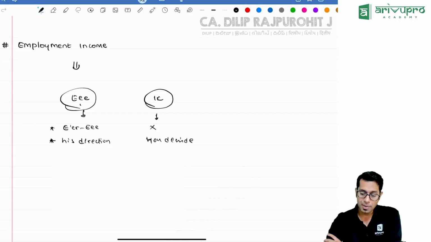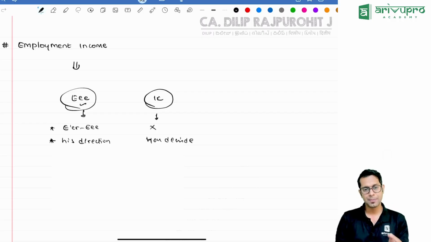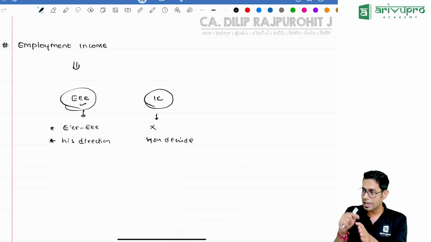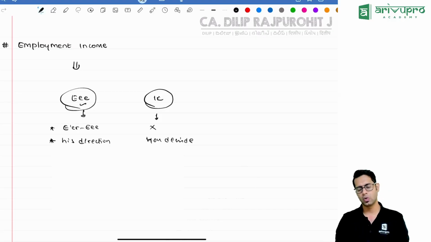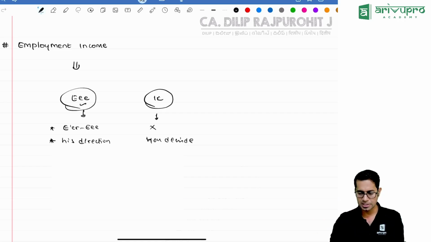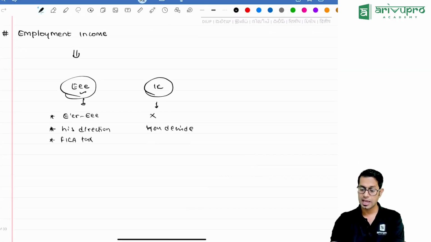But in case of employment, what will happen, sir? If you are working as an employee, he will tell you the flow, as well as have control over the result. He will tell you how you are supposed to do a particular work, as well as control the final thing you are going to get out of that work. So there will be an employer-employee relationship with his direction, whereas as an independent contractor you will be doing it on your own. If you are an employee, then payroll tax and FICA tax will be collected, because you are acting as somebody's employee.